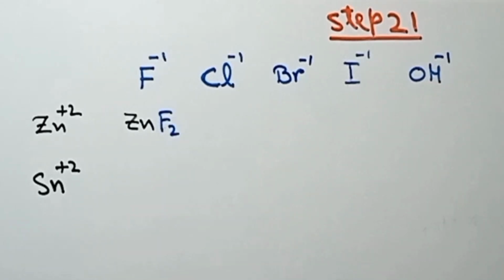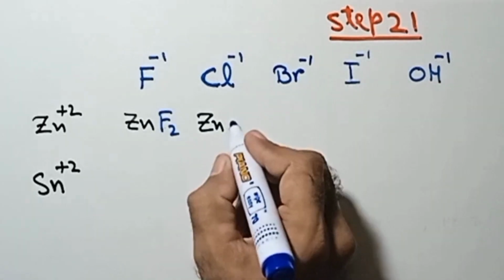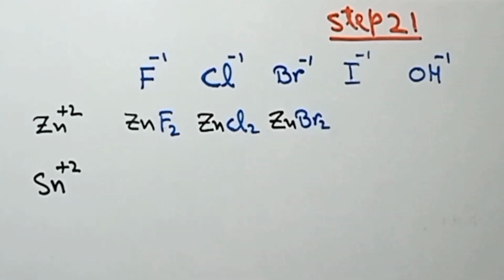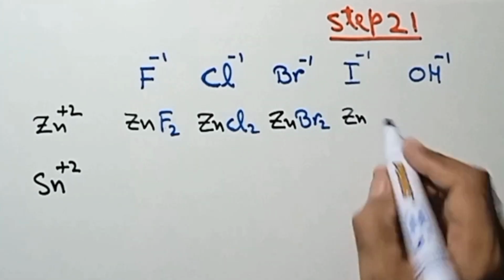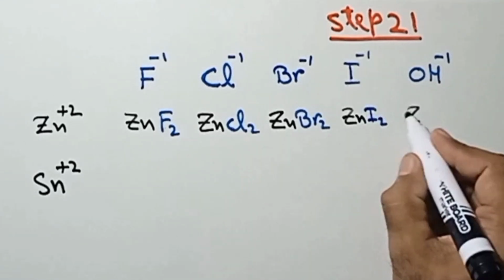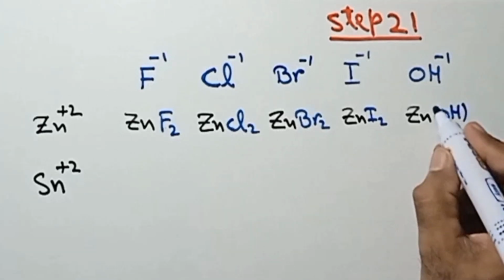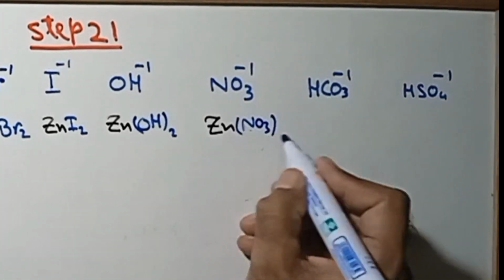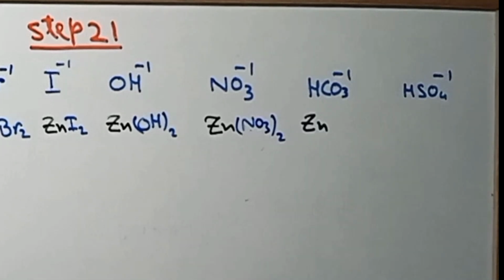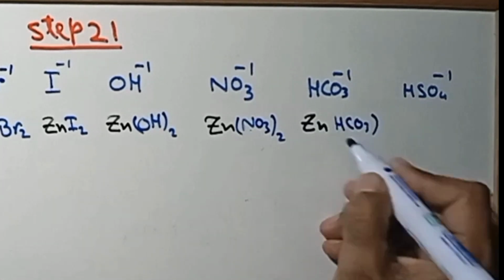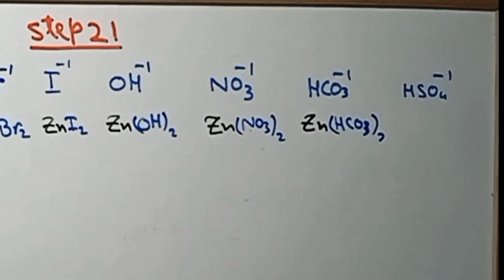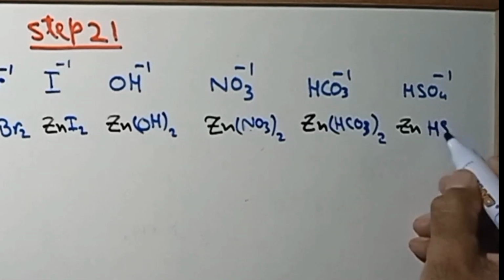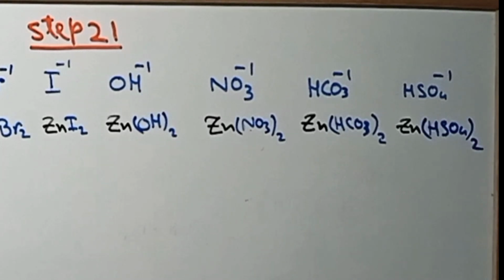ZnF2, zinc fluoride, ZnCl2, zinc chloride, ZnBr2, zinc bromide, ZnI2, zinc iodide, Zn(OH)2, zinc hydroxide, Zn(NO3)2, zinc nitrate, Zn(HCO3)2, zinc bicarbonate, Zn(HSO4)2, zinc bisulfate.